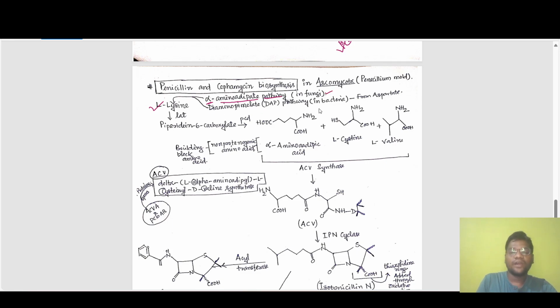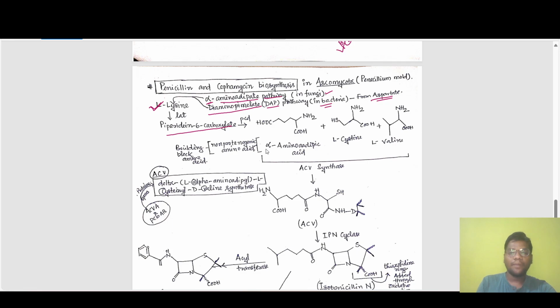But in bacteria, this L-lysine is produced by the DAP pathway, the diaminopimelate pathway, and this L-lysine is produced from aspartate in bacteria. Now this L-lysine is converted to piperideine 6-carboxylate. This is the compound which is developed from L-lysine. Now this piperideine 6-carboxylate is converted into three different compounds.